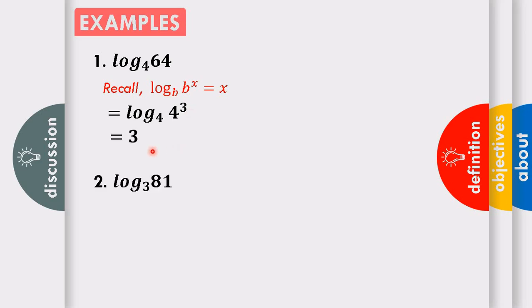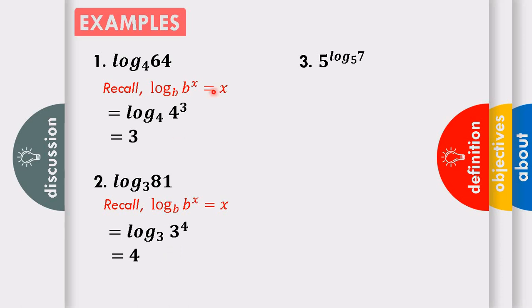Okay, number 2. We have logarithm of 81 to the base 3. Again, the same property. So we have logarithm of 3 raised to 4 to the base 3. The base of the logarithm, 3, is equal to the base of the argument. Therefore, the answer is the exponent, so 4.